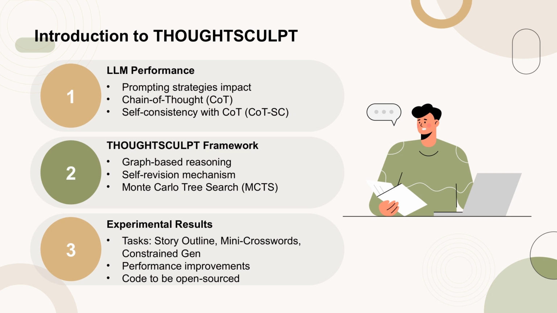THOUGHTSCULPT is a novel graph-based framework that allows LLMs to build an interwoven network of thoughts, featuring a self-revision mechanism and incorporating Monte Carlo Tree Search, MCTS, to navigate the vast search space. Experiments across tasks like story outline improvement, mini-crosswords solving, and constrained generation show up to 30% improvement in interestingness, 16% increase in word success rate, and 10% improvement in concept coverage. The code will be open-sourced upon publication.